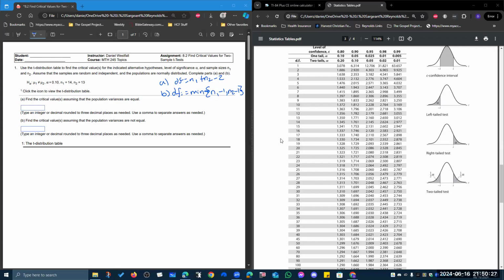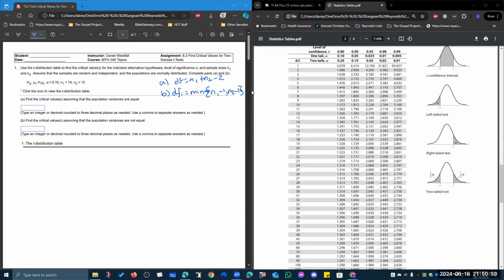In this video, we're going to find critical values for two sample t-tests from 8.2. So let's use the t-distribution table, which I have over here on the right, table 5 from your textbook, to find the critical values for the indicated alternative hypotheses, level of significance alpha, and sample size n1 and n2. Assume that the sample sizes are random and independent and that the populations are normally distributed. Complete parts A and B.